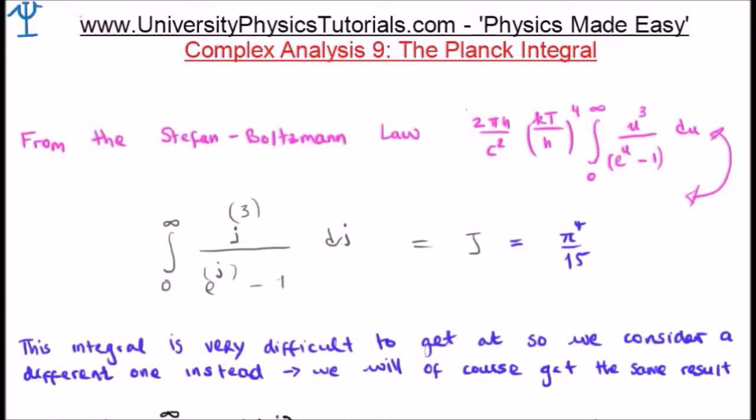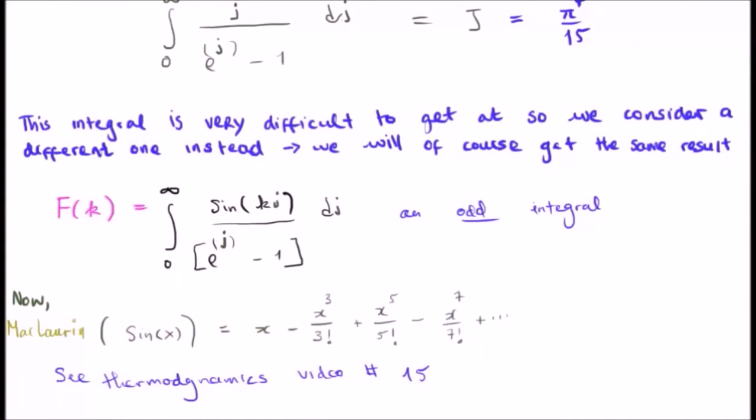So what we do is we consider a separate but related integral, and later on we will be able to get the result for the integral capital J. Instead of using just j cubed up top, we change it and look at the integral, which I'm going to call capital F of k, whereby we replace j cubed and insert the sine of the constant k times j. Everything else is the same. This of course is an odd integral because sine is an odd function. It's symmetric around the origin.